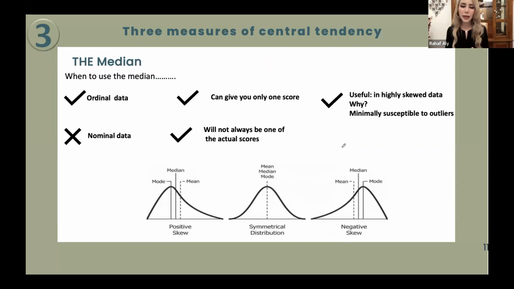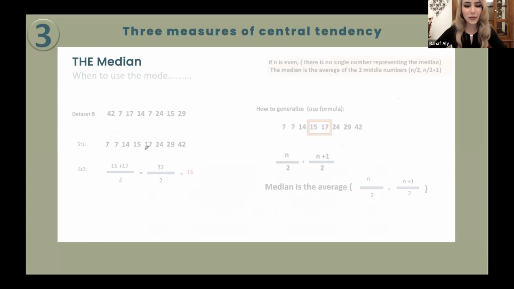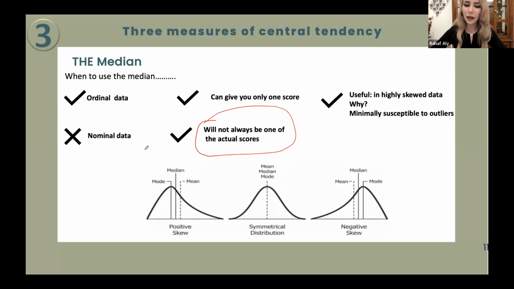And when should we use the median? The median is really useful in skewed data. So we can use this instead of the mode in the bimodal distribution. This is the perfect thing you can use because it will only give you one score. And it's also useful in ordinal data. But this phrase really made me curious. It will not always be one of the actual scores. Is this true? Well, yes, because look here, 16 is not an actual score and this is the median. So the median is great for skewed data, while the mean and the mode are not good for skewed data.